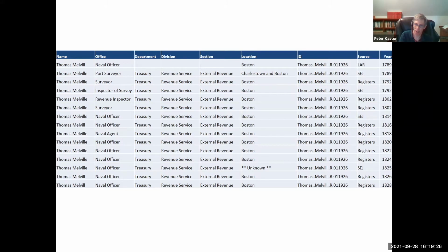And I could do that confidently. And then, as you can see, the ID is the canonical ID number for him. I've confirmed this is the same guy. He gets a job. He works as a revenue official until about 1830, when he's 80 years old. And that's when Andrew Jackson fires him.